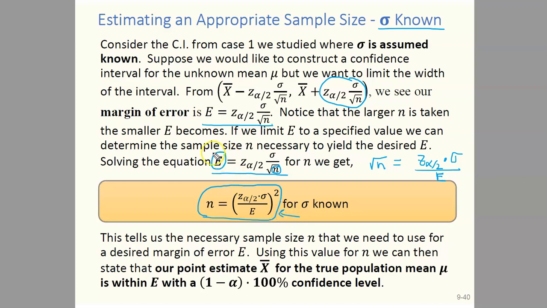So if we specify what e should be, then that tells us what sample size n we should choose. All right, so there's a formula for case 1 where sigma is known, and this will tell us how large our sample size would be so that we limit the width of our confidence interval.